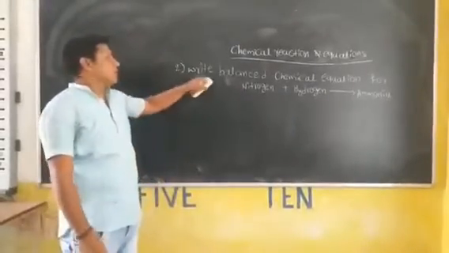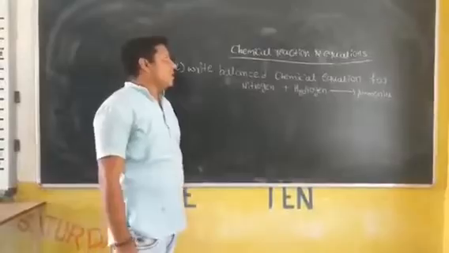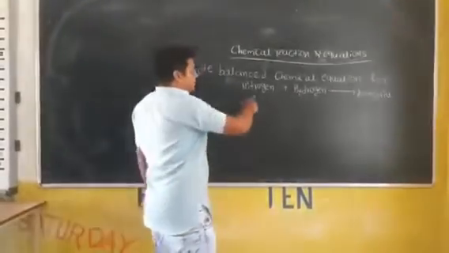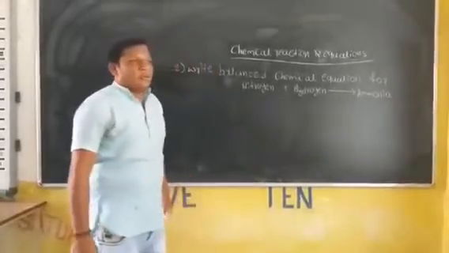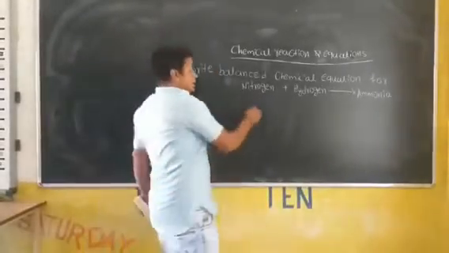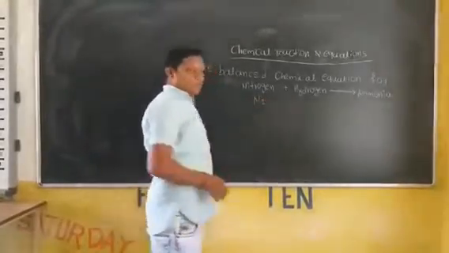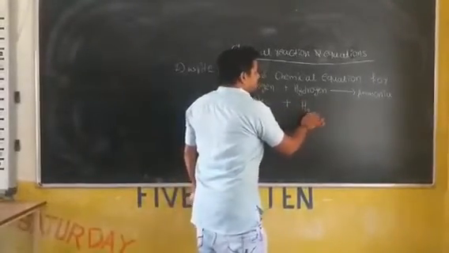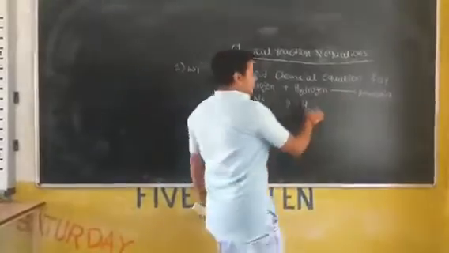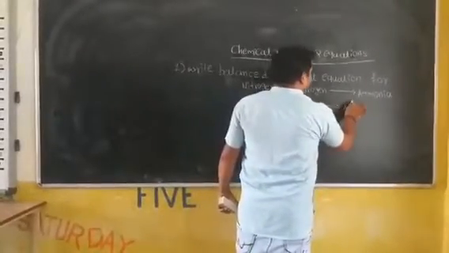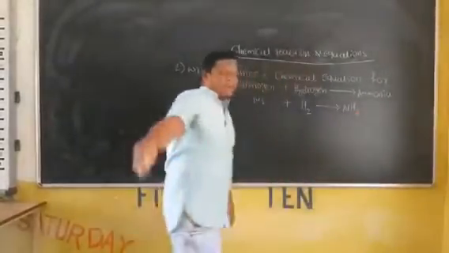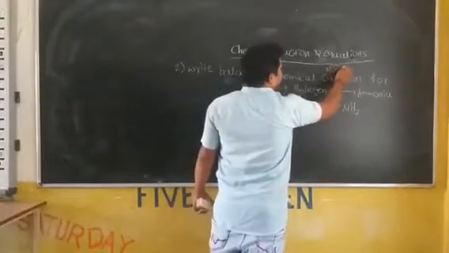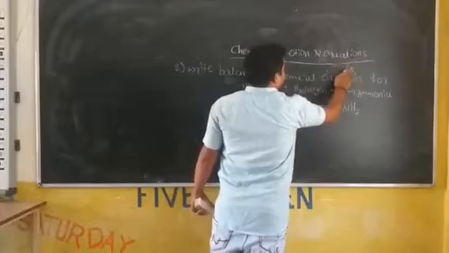Then the next one: write the balanced chemical equation for nitrogen reacting with hydrogen to produce ammonia. First you should write nitrogen. When you have nitrogen, you should write it like this, N2. And it reacts with H2. Hydrogen is also diatomic, hence write H2, and it produces ammonia, which is nothing but NH3. In your valence chart, I gave N is -3 and H is +1, hence it becomes NH3.